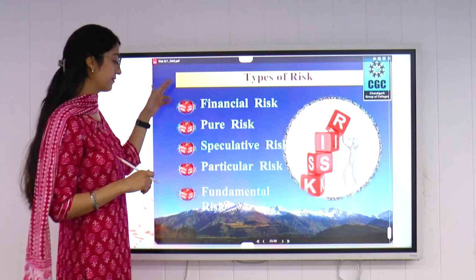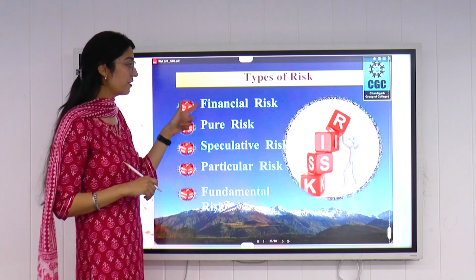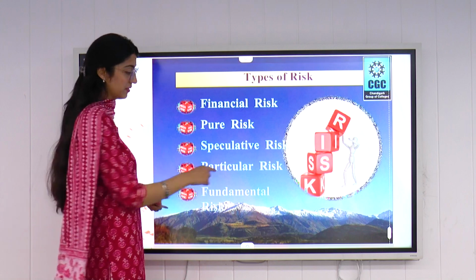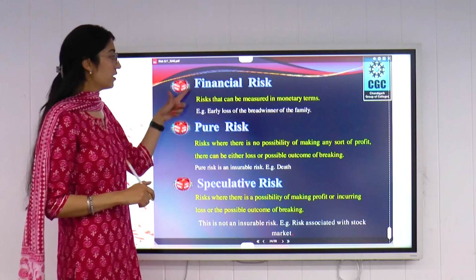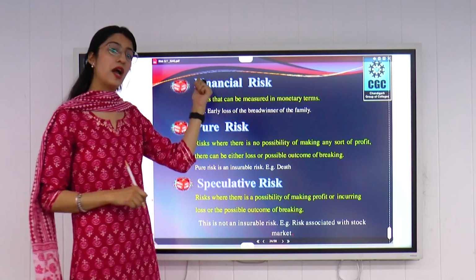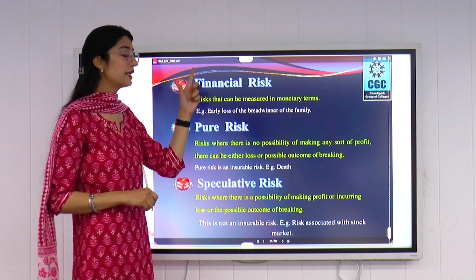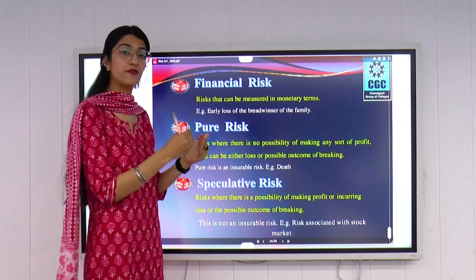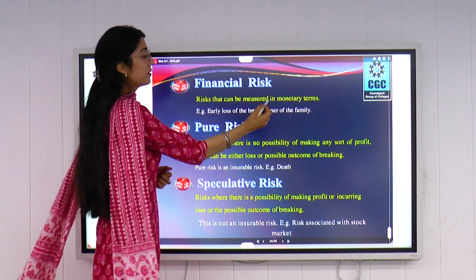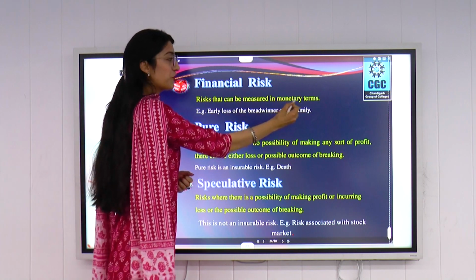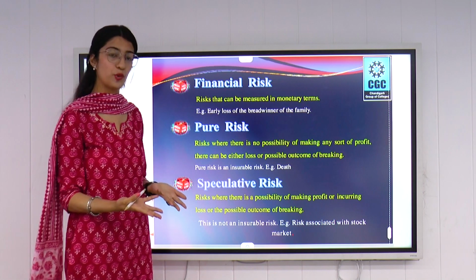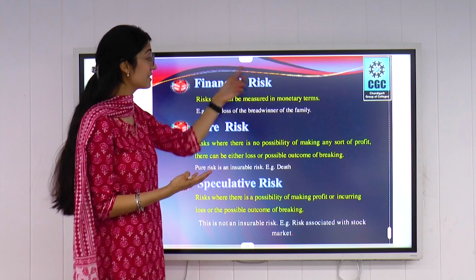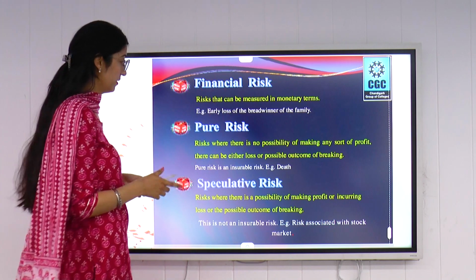Now the types of risk we are having: financial risk, pure risk, speculative risk, particular risk, and fundamental risk. The first one is financial risk. We have discussed it already; I have focused on the word financial, that it provides protection of financial losses. If we can measure that risk in monetary terms, then only the company will be able to provide me the policy against this type of risk, the financial risk.